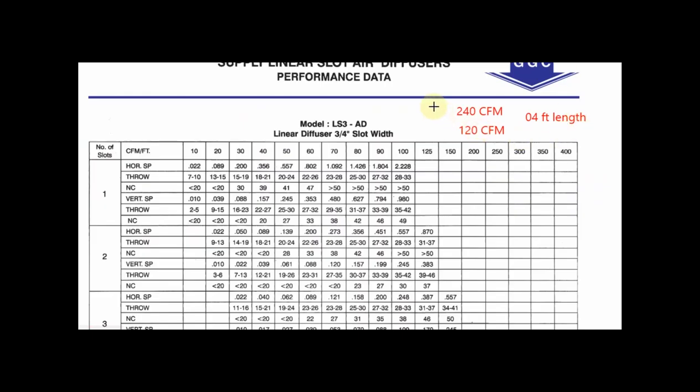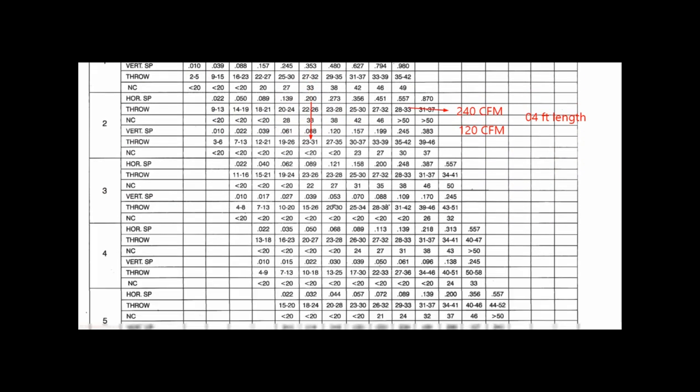We have airflow value 240 CFM for 4 feet length. So the CFM for 1 foot will be 60. So we will select this column. And this performance sheet is for 3-4 inch slot linear slot diffuser. Then let us see. The NC value is 47 for 1 slot and for 2 slot NC value is 33. Let us go to the 1 inch slot width.